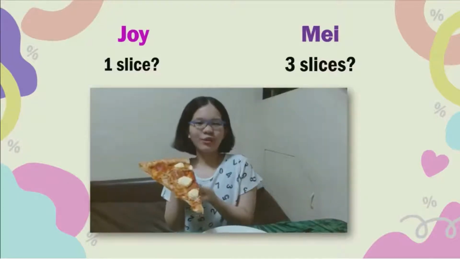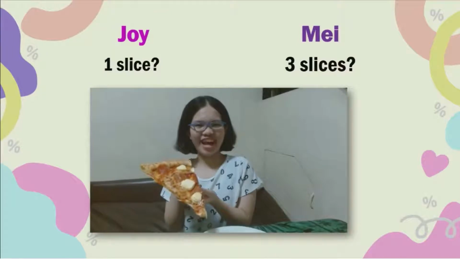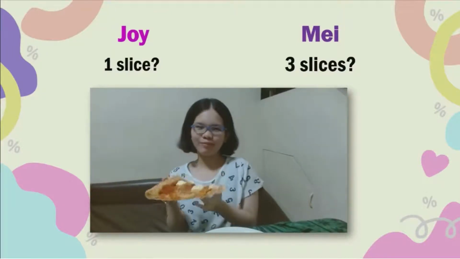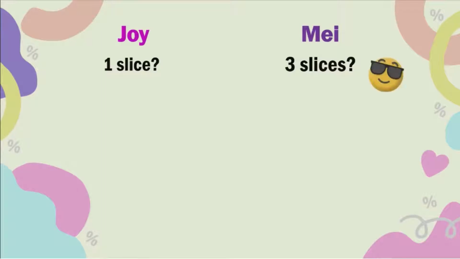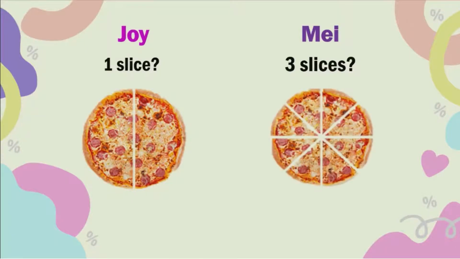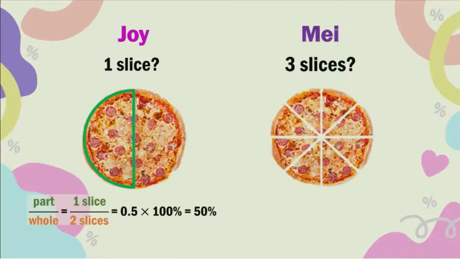Of course, we all want more pizza. What will you choose? The first instinct is to choose May's 3 slices. But wait! Joy has her whole pizza cut into 2 slices, while May has her whole pizza cut into 8 slices. Joy offers you 1 of the 2 slices of her whole pizza.